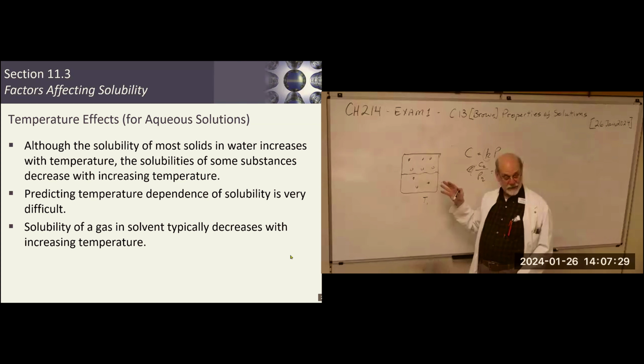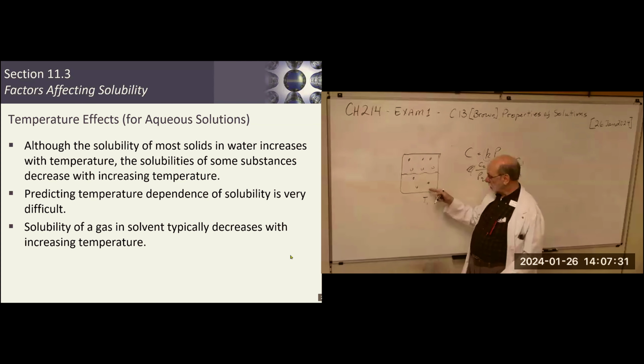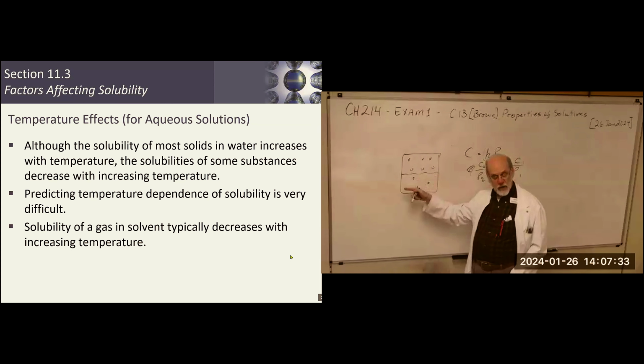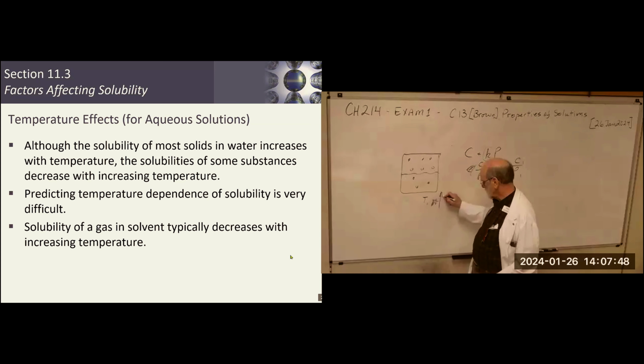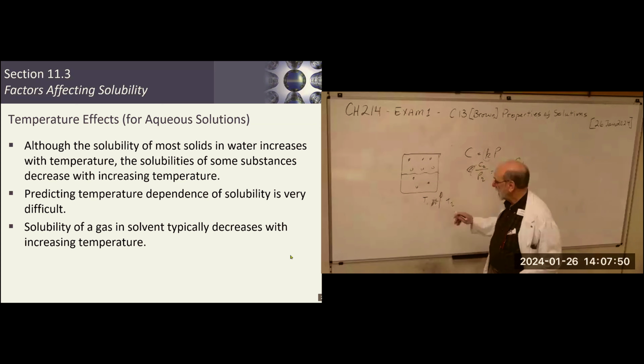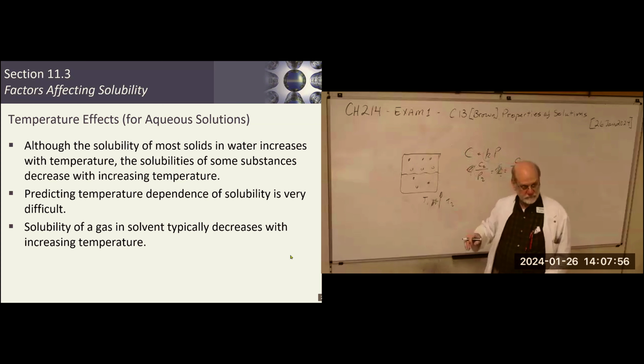Temperature is the average kinetic energy of the molecule, right? So you're driving the solvent molecules faster, and they're impacting these gas molecules, which gives them more push to get out of the solution. So when you increase the temperature to the next temperature level, there's too much kinetic energy in the liquid for the gas to stay dissolved. So they move out.